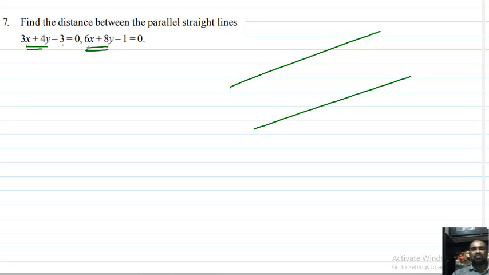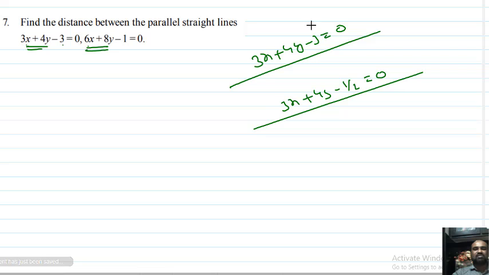I want to draw the diagram for this. 3x plus 4y minus 3 equal to 0. And this is 3x plus 4y minus 1 by 2 equal to 0. I just divided through by 2 for the second equation. Now this is treated as C1, this is treated as C2. Now you know how to find the distance between two parallel lines.